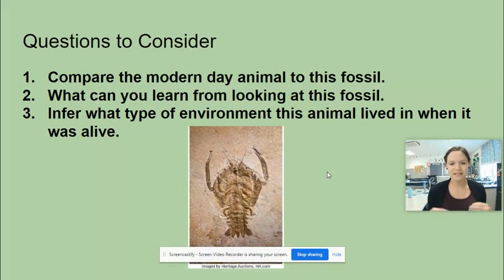You may be doing something similar in some fossils that you will look at today or maybe tomorrow. So think about these creatures and what we can learn from them.